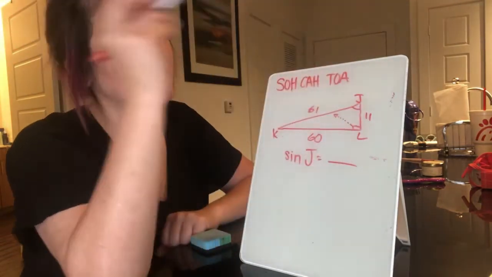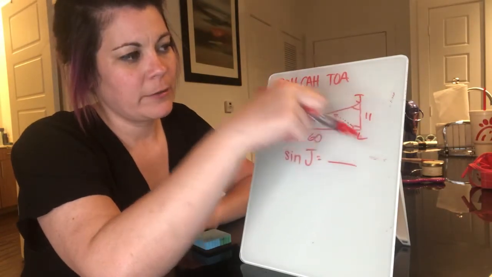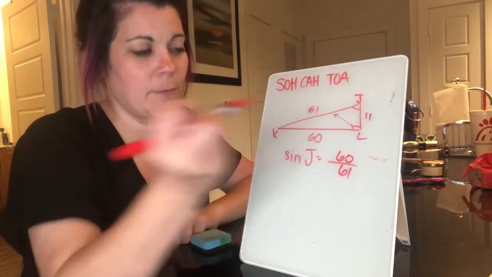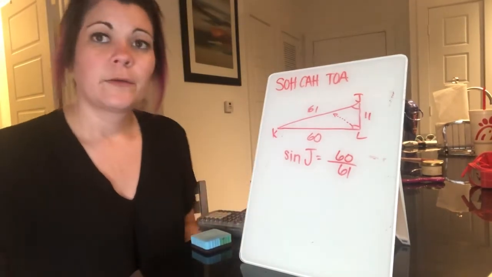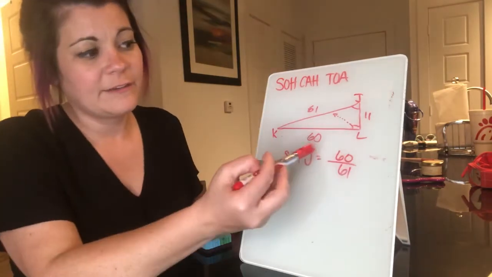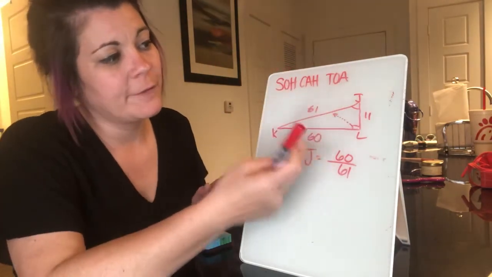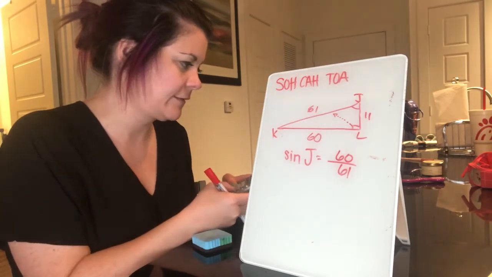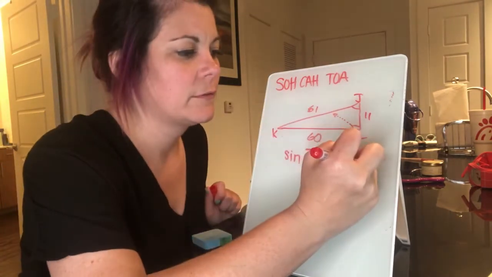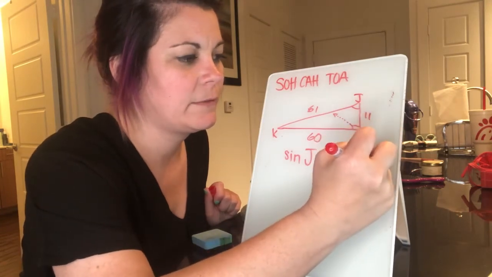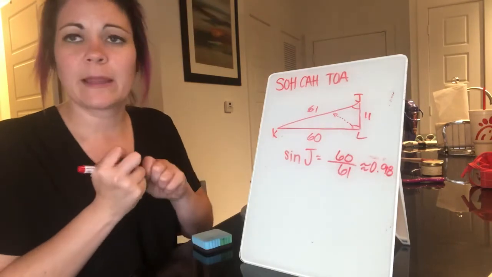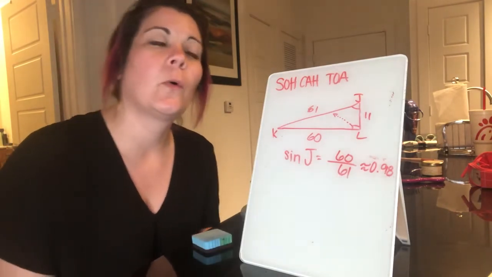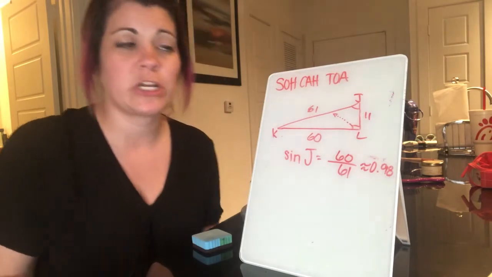So J is right here. So this is our vantage point, J. So opposite over hypotenuse. This is always the hypotenuse. So opposite would be 60 over hypotenuse is 61. To find the sine of J, the sine of J is just the ratio of opposite over hypotenuse, so 60 over 61. So we just do 60 divided by 61, and we get the ratio, and I'm going to round it, so it'd be 0.98. You just write 60 divided by 61 in your calculator to see what the sine of J is, and it's 0.98. So all of these trig ratios are just ratios of the sides.